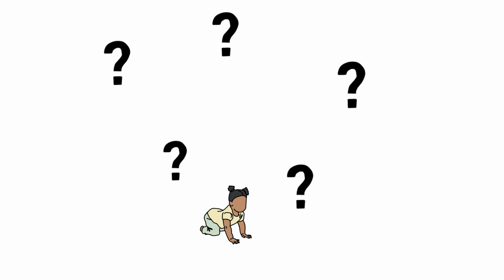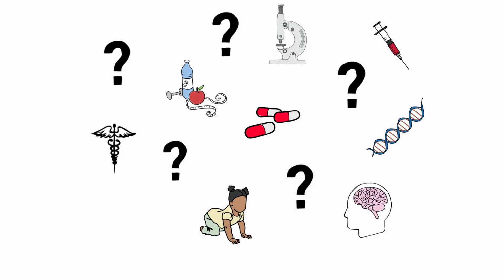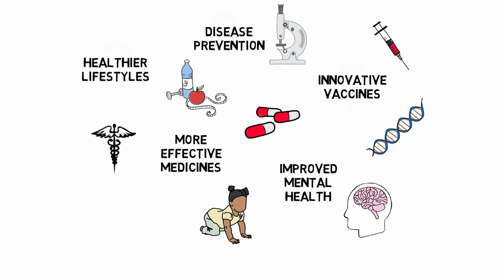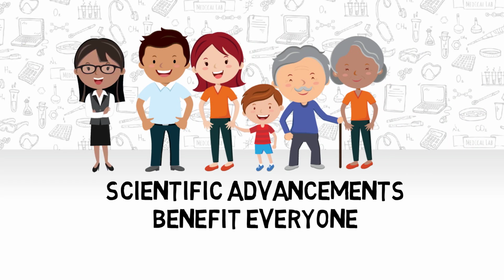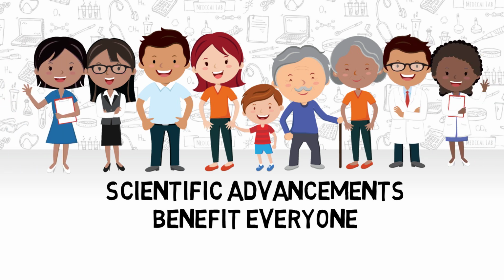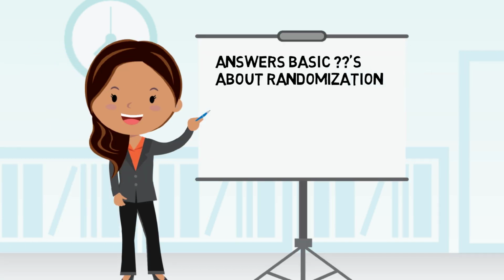Research volunteers can help science answer specific medical or behavioral questions. Researchers hope that these answers will contribute to a better understanding of human biology and behavior and lead to more effective medical treatments in the future. This video was designed to answer some basic questions about randomization in research and give you some things to think about. Deciding whether to participate in research can be hard.